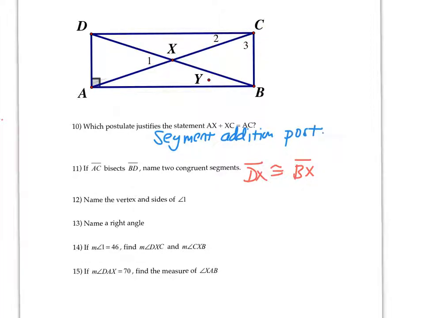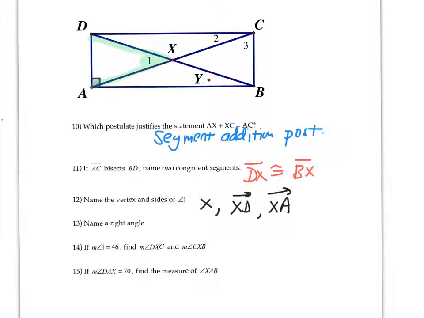In number 12, we're asked to name the vertex and sides of angle 1. If you just look at angle 1, here it is. Those are the two sides. The vertex would be X, where those rays start from. The two sides of the angle are rays, so you have ray XD and ray XA. Remember, they don't appear as rays in the picture, but we know that the sides of angles are defined as being rays, so when we name them, we have to put the ray symbol over top.